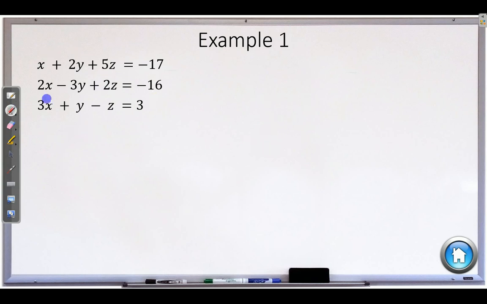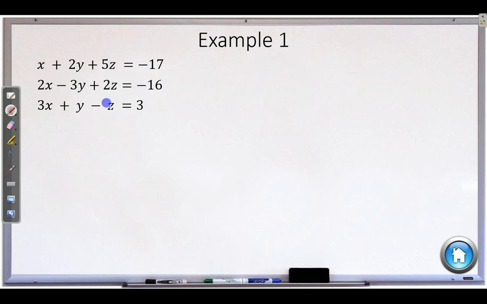And we're going to try to make some variables eliminate. So that's the first thing we look for. How can I make some of these variables eliminate? And so I think on this one I will pick the z's, because I can take this negative z and make it eliminate this 2z pretty easily, and then I can make it eliminate this 5z pretty easily as well. So first let's make it eliminate the 2z.